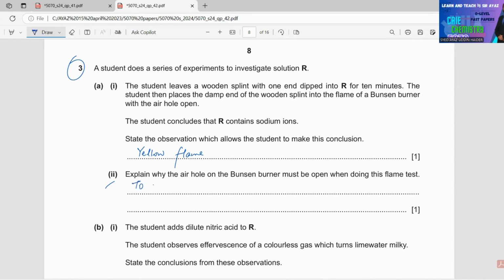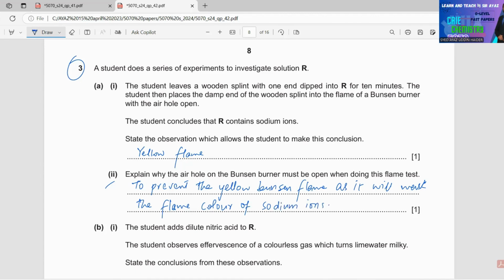So you write: to prevent the yellow Bunsen flame, as it will mask the flame color of sodium ions.